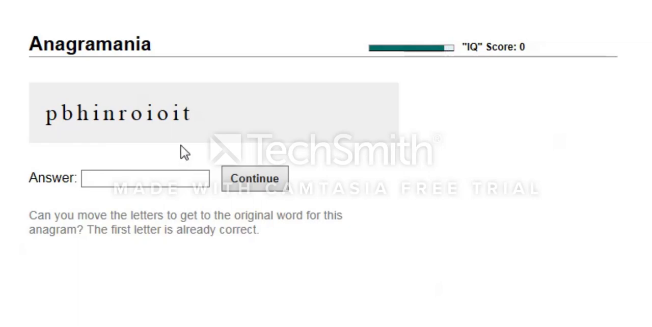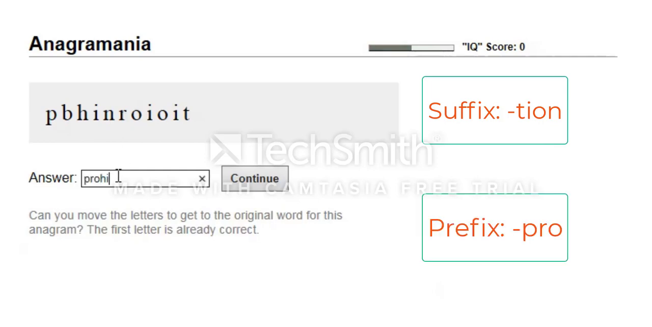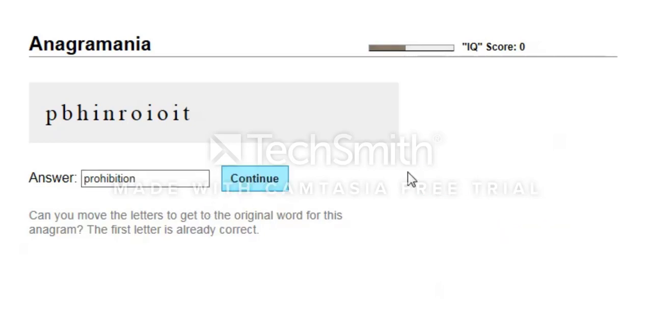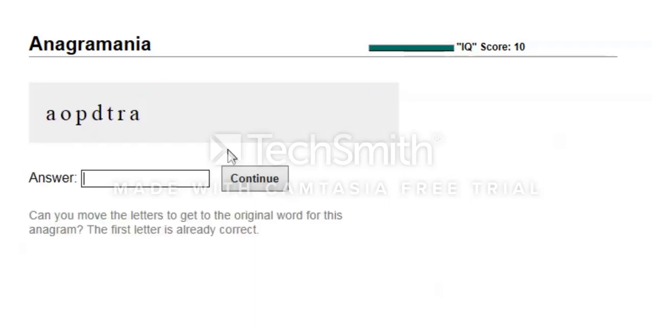Now I've gone to a random website on the internet that gives you anagrams, and this one is called Anagram Mania. This is a good example. I can see a common suffix there, T-I-O-N. I can see a prefix, P-R-O. It's going to be prohibition. Let's see if that's correct. Yes. We get 10 points for that.